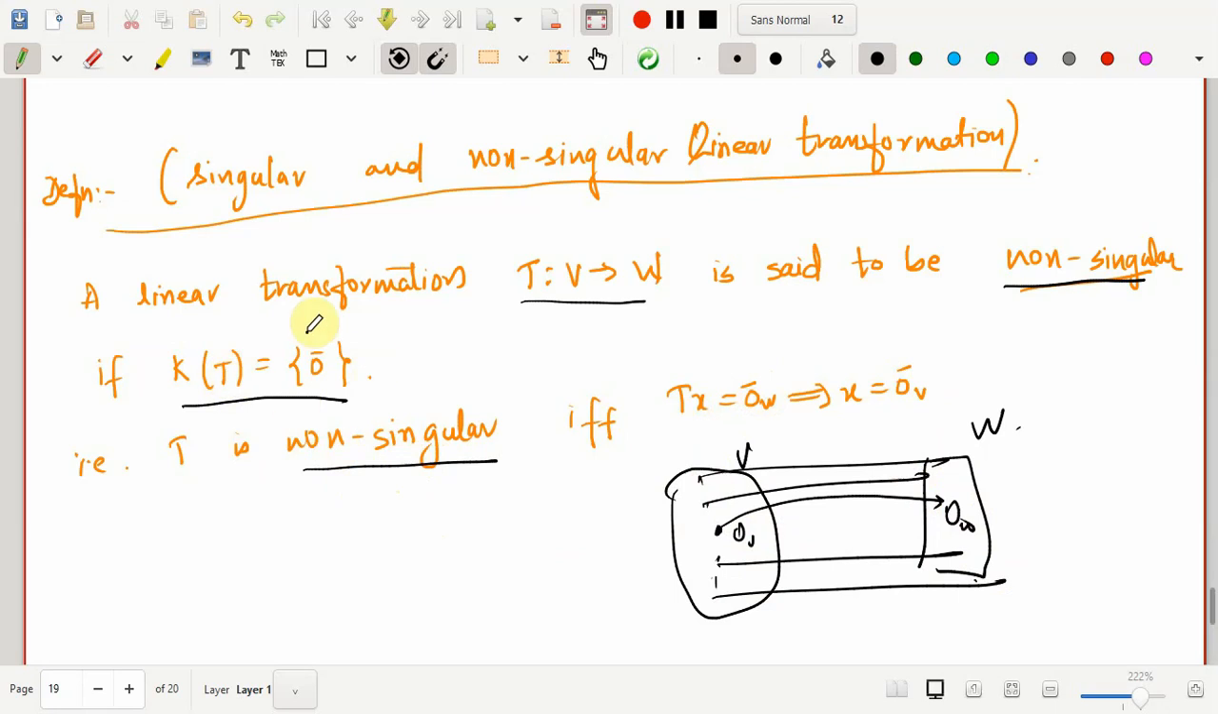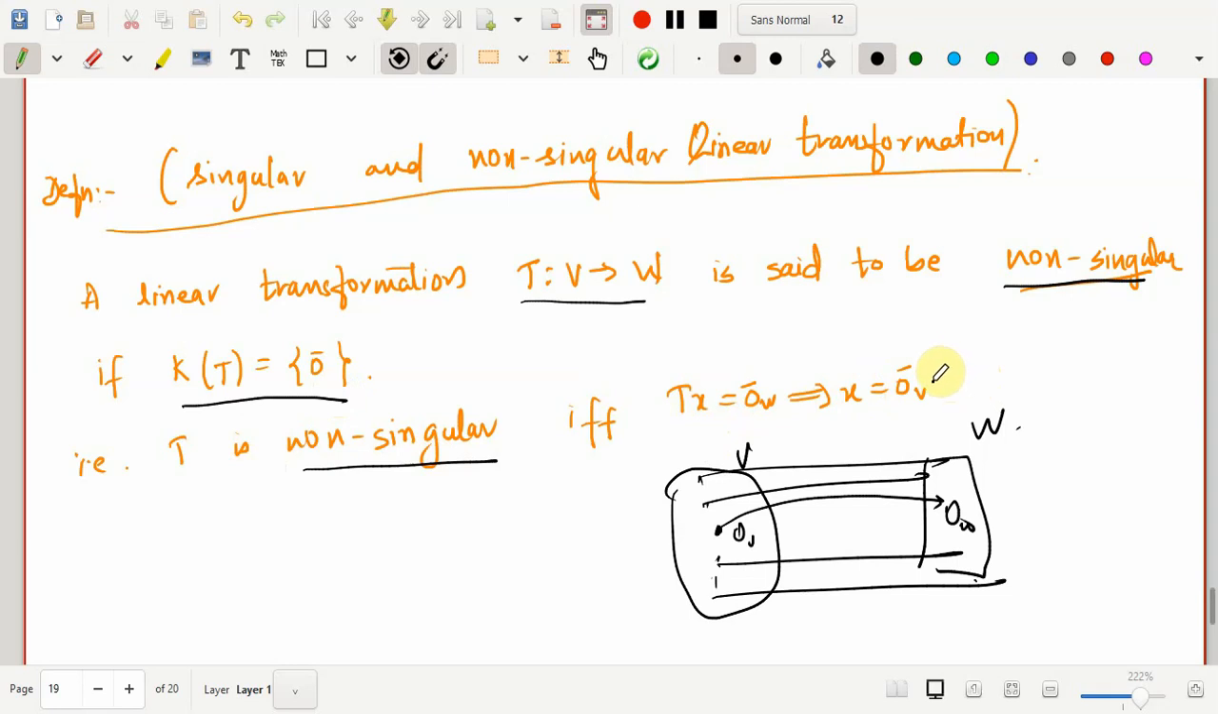So you just need to understand this. It is non-singular if and only if the kernel of T is the singleton zero set. Which means that it is non-singular if and only if whenever Tx goes to 0, that implies that this x has to be equal to 0. It cannot be a vector which is non-zero.